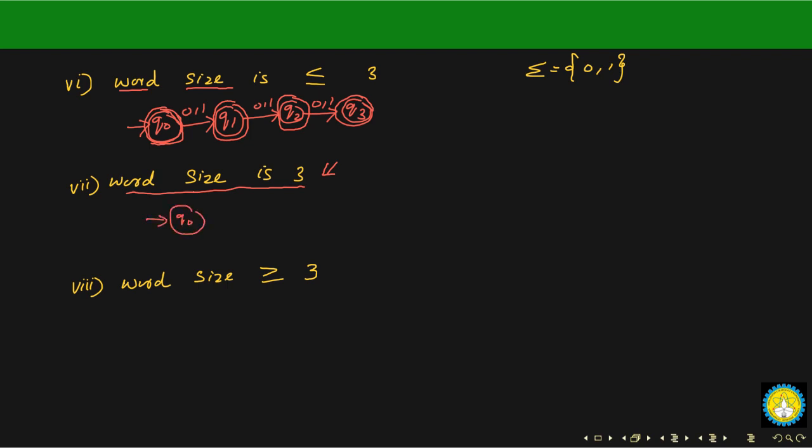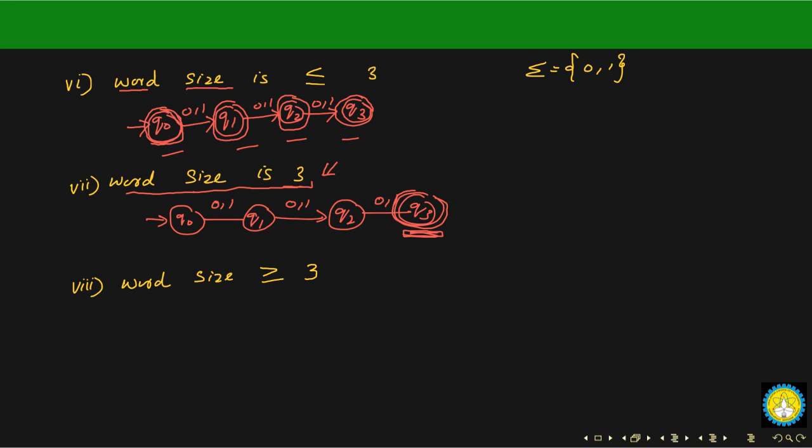From Q0 we can have Q1 upon seeing a 0 or a 1. From Q1, on 0, 1 you can go to Q2, and from there again on 0, 1 you can go to Q3, and then you can stop there. So in this case Q3 is the only final state that you're having. In the previous case all the states were final states, just because we wanted the word size to be less than or equal to 3. But here in this question we want the word size to be exactly equal to 3. So that's why we have only Q3 as a final state here.